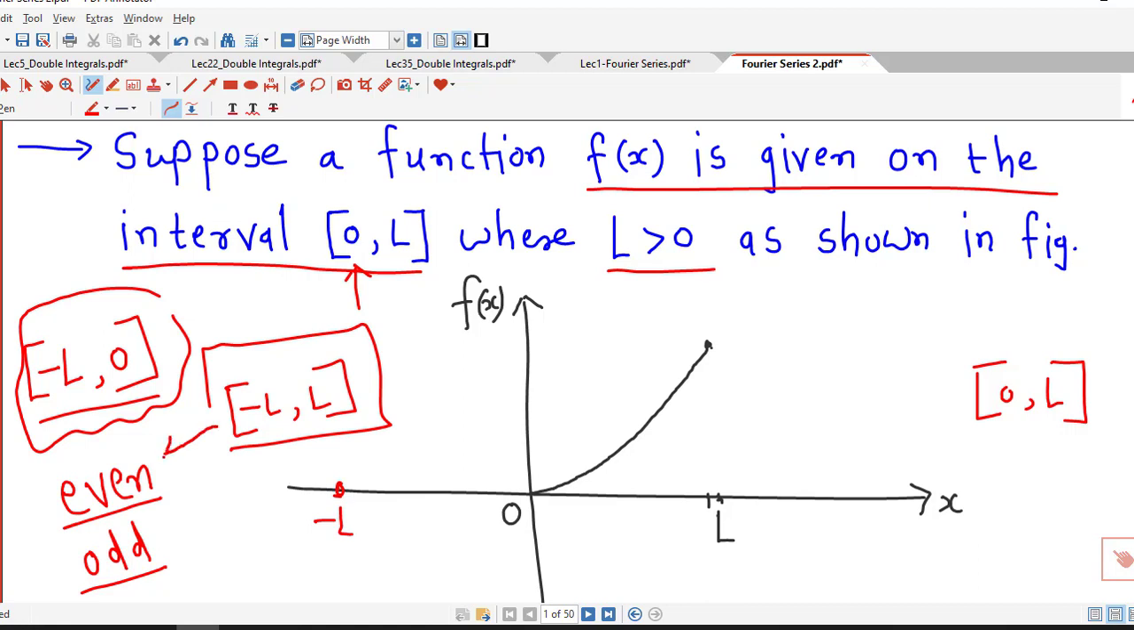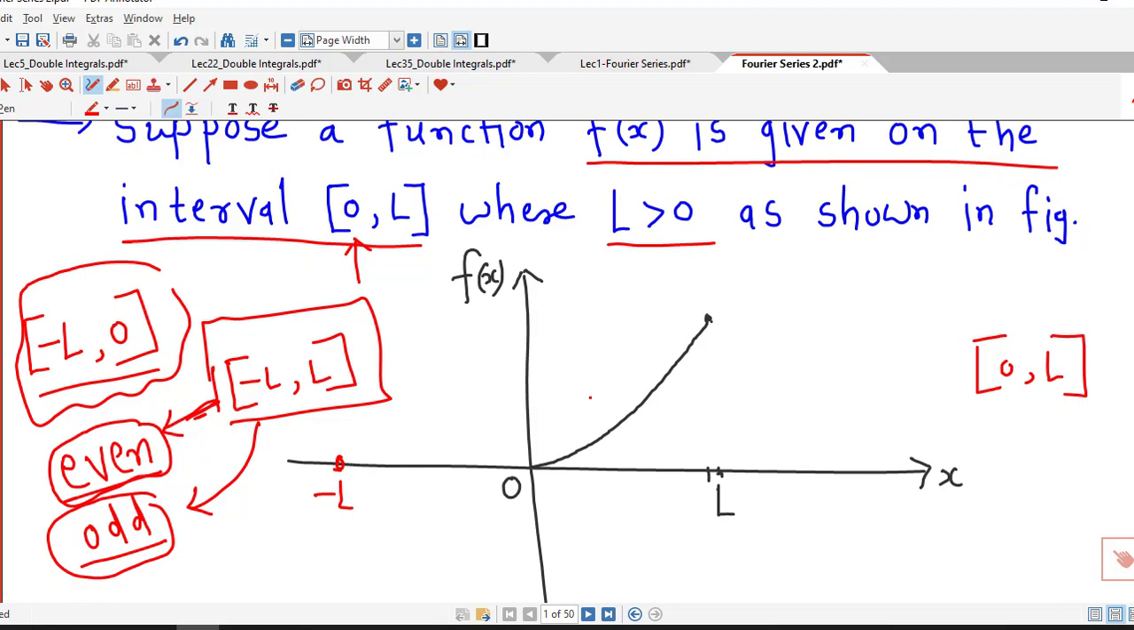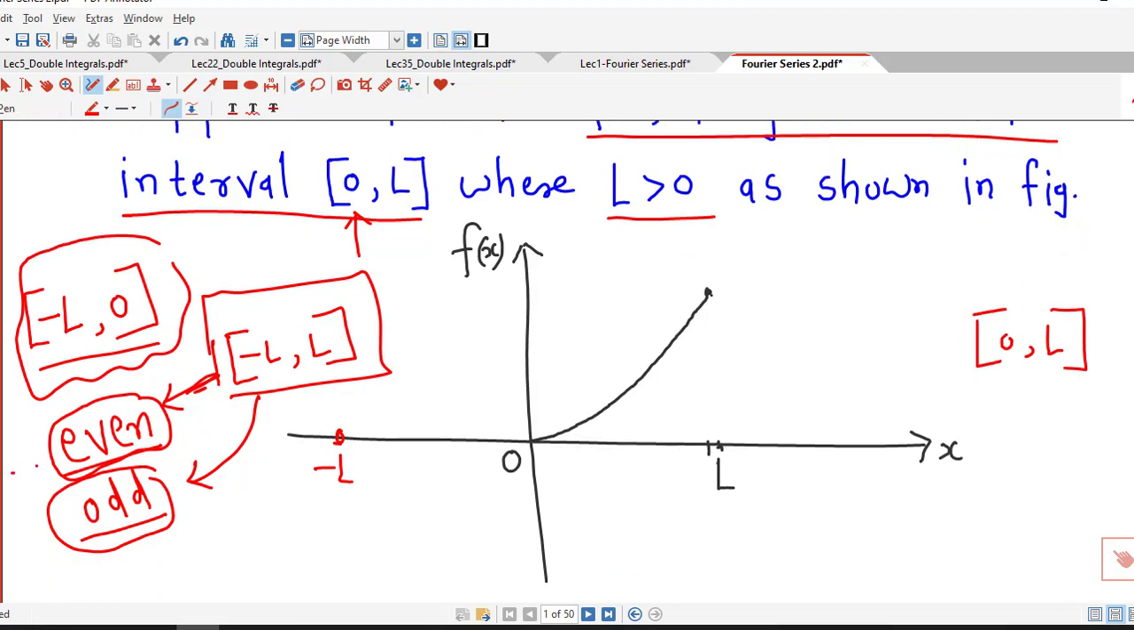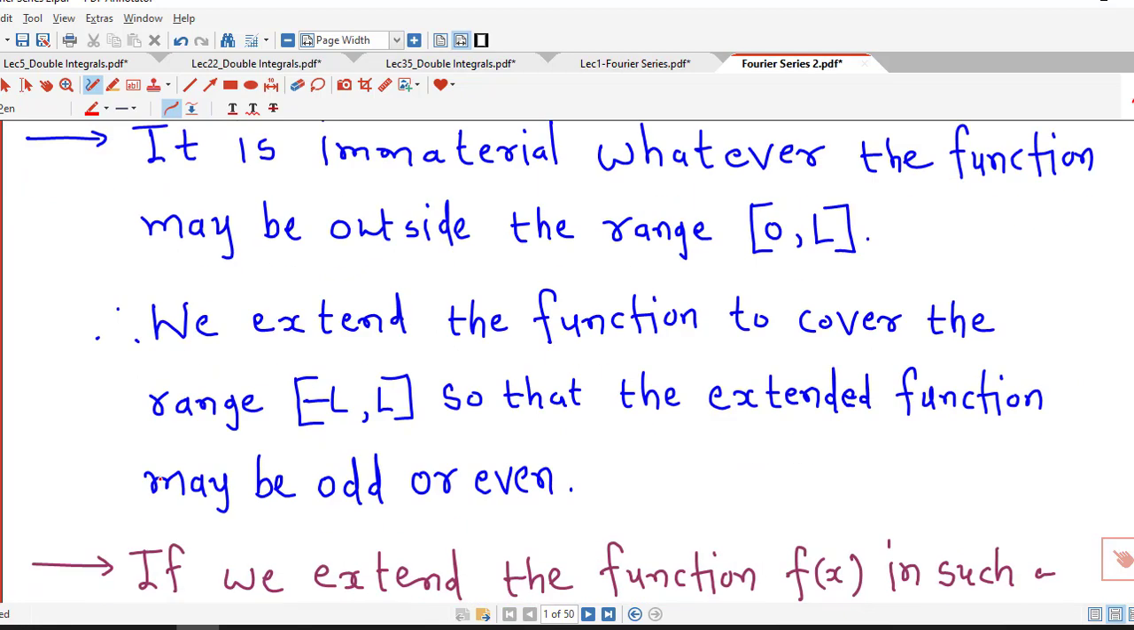Now if that extended function is even, our Fourier series will contain only cosine terms, and if the extended function is odd, our Fourier series will contain only sine terms. So depending upon the requirement, we may be asked to find the Fourier sine series or the Fourier cosine series. If we are asked for the Fourier cosine series, we will consider the even periodic extension of the given function, and if we are asked for the Fourier sine series, we will consider the odd periodic extension of f(x). We have discussed how to find the Fourier series of even and odd functions in two previous lectures. So here we have written all these things.